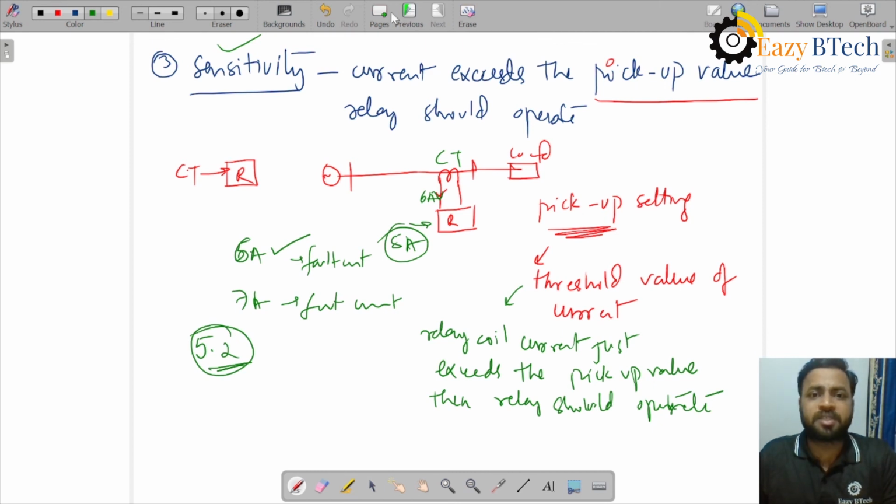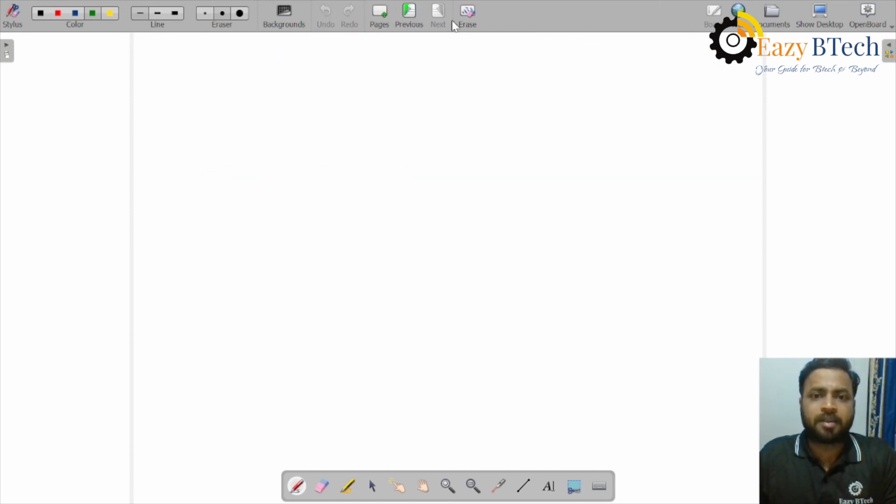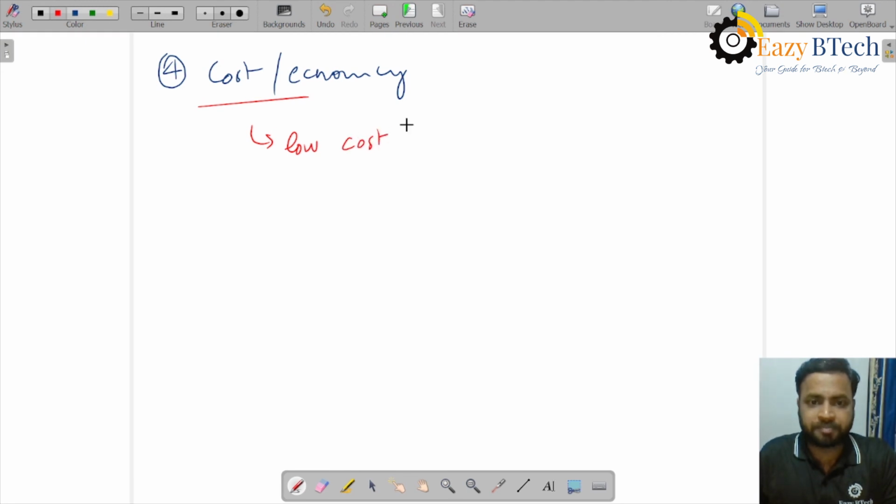And the last feature is cost, or economy. The protective devices that we are installing to protect the power system should be of low cost. After all, these devices are intended to protect the actual power system.